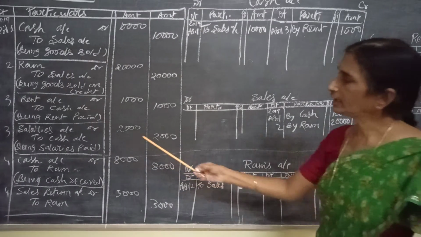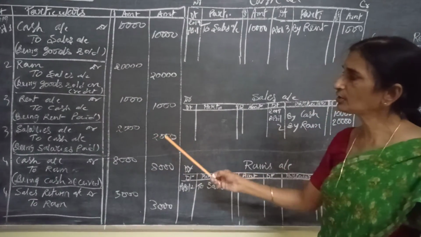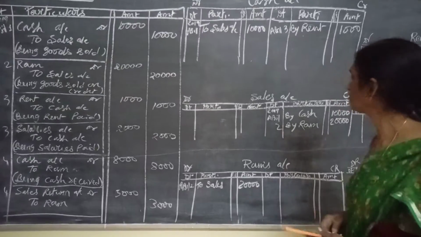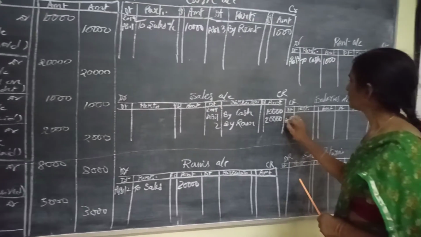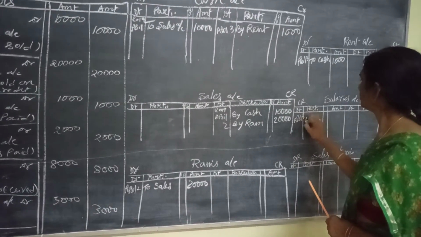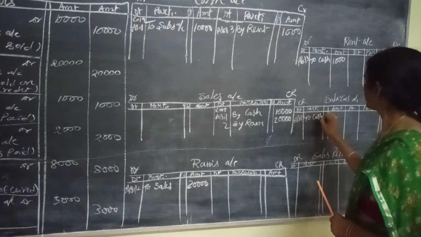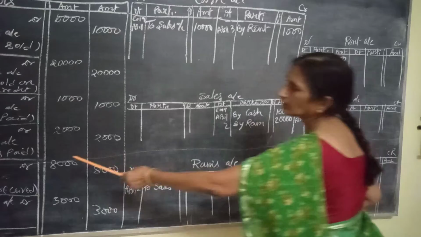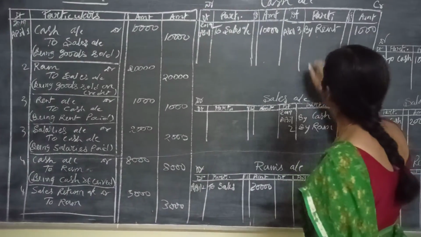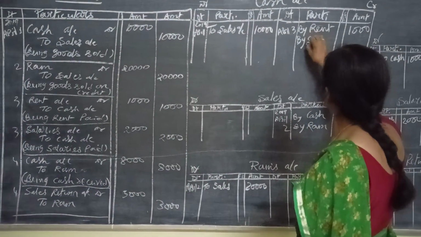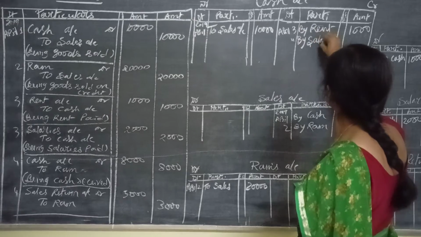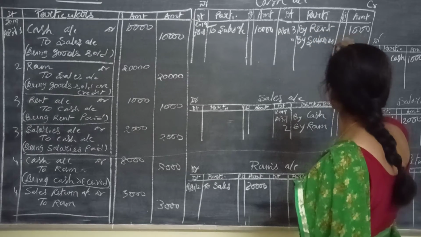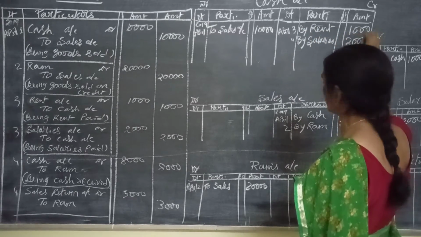And on the same third day, salaries account debit to cash account. Go to the salaries account, debit side, write the date and year, to cash account. How much? 2,000. Again in the cash account, by salaries on the same date, 2,000.